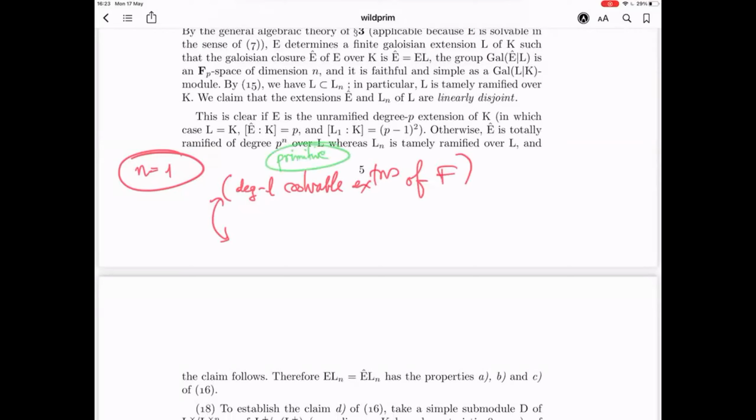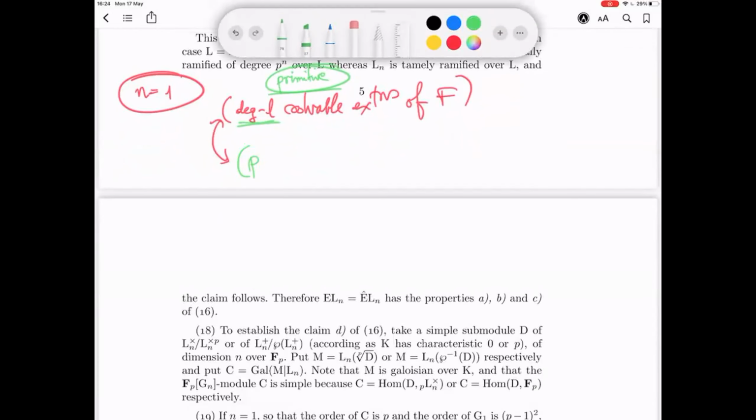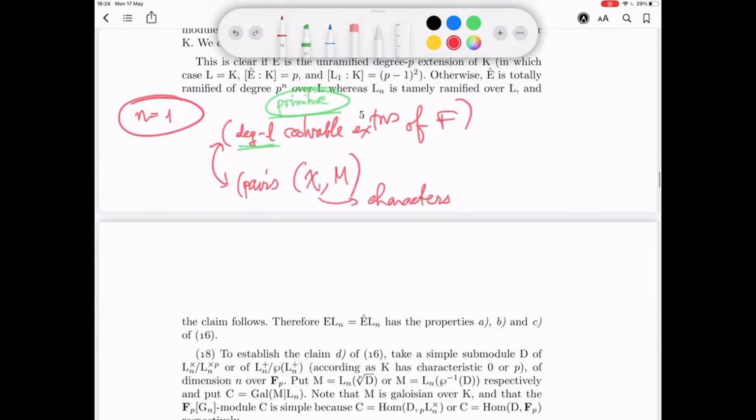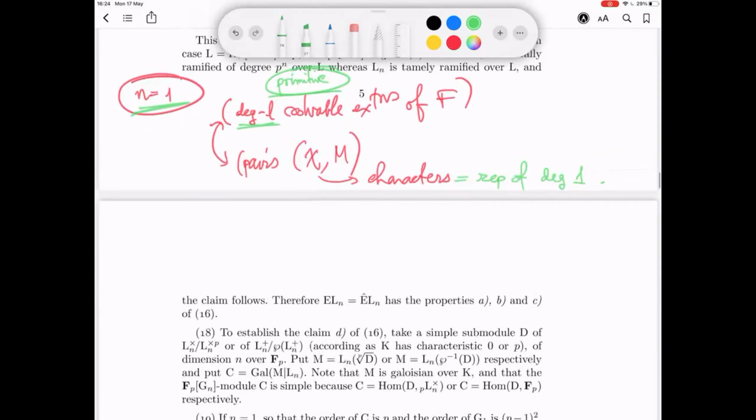Why was it missing? Because if it's of degree L, it's automatically primitive. And we had said that they correspond to pairs chi, M. Now this chi was a character, right? So characters are representations of degree 1. And we are looking at representations of degree 1 because our n is equal to 1. And we don't have to use the word irreducible because a character is automatically irreducible.